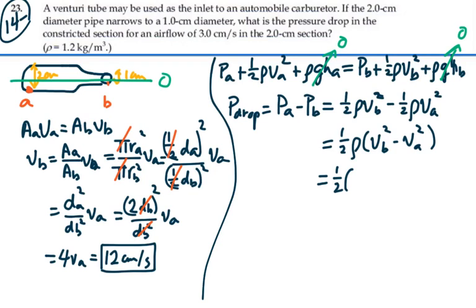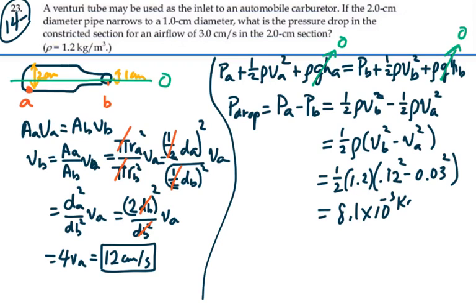1/2 the density, which is 1.2 kilograms per meter cubed. Velocity at B is our faster velocity, 12 centimeters per second, which is 0.12 meters per second, squared, minus our velocity at A, which is 3 centimeters, 0.03 meters, squared. And this is equal to 8.1 times 10 to the minus 3 kilograms per meter second squared.